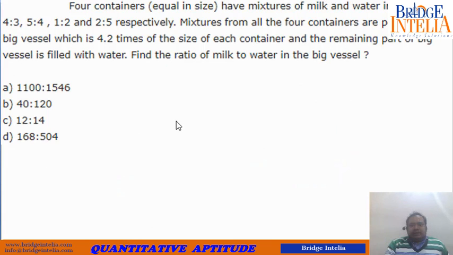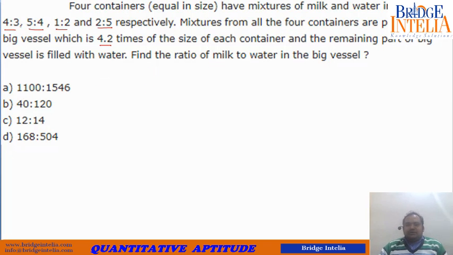Now let's see this one. 4 containers have mixtures of milk and water in the ratio 4:3, 5:4, 1:2 and 2:5. Mixtures from all the 4 containers are poured into a big vessel which is 4.2 times the size of each container, and the remaining part of the big vessel is filled with water. Find the ratio of milk to water in the big vessel.